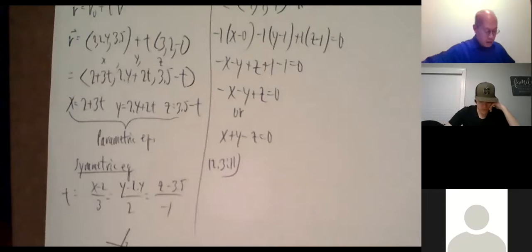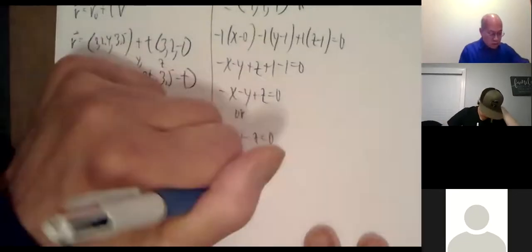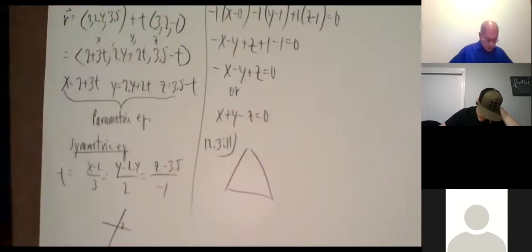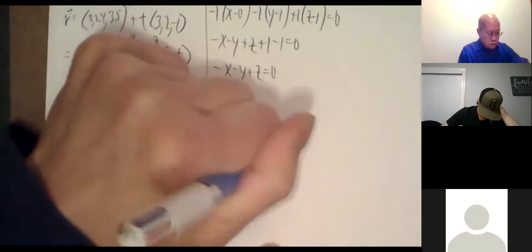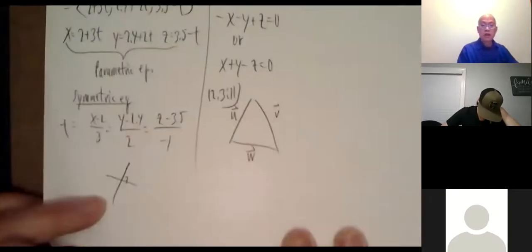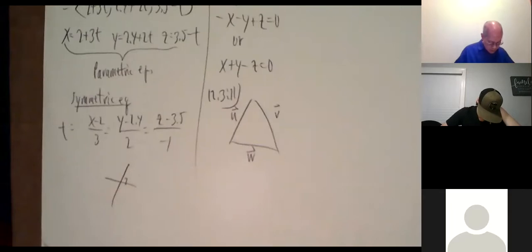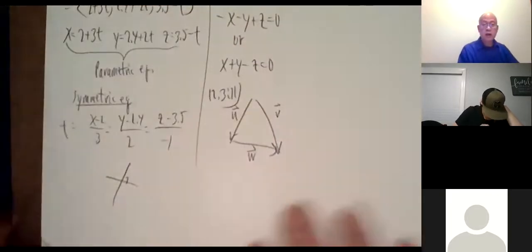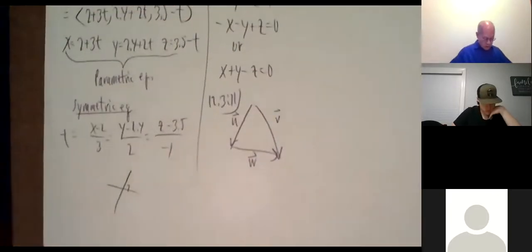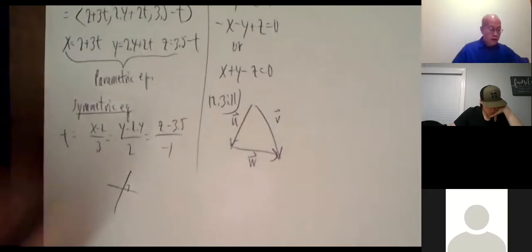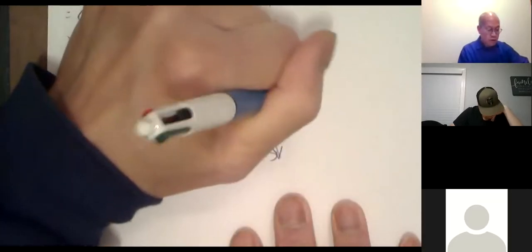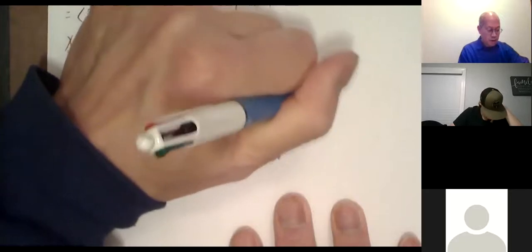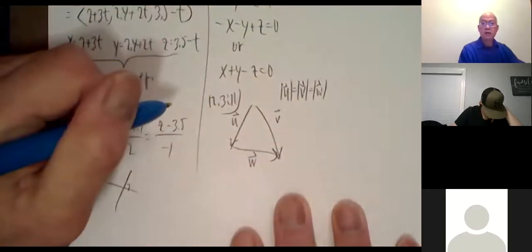Okay, I'm turning off the chat again quickly. Let me quickly draw the picture. UVW. Arrow this way. Okay, U is a unit vector. So magnitude of U is the same as magnitude of V, which is the same as magnitude of W. You have an equilateral triangle.